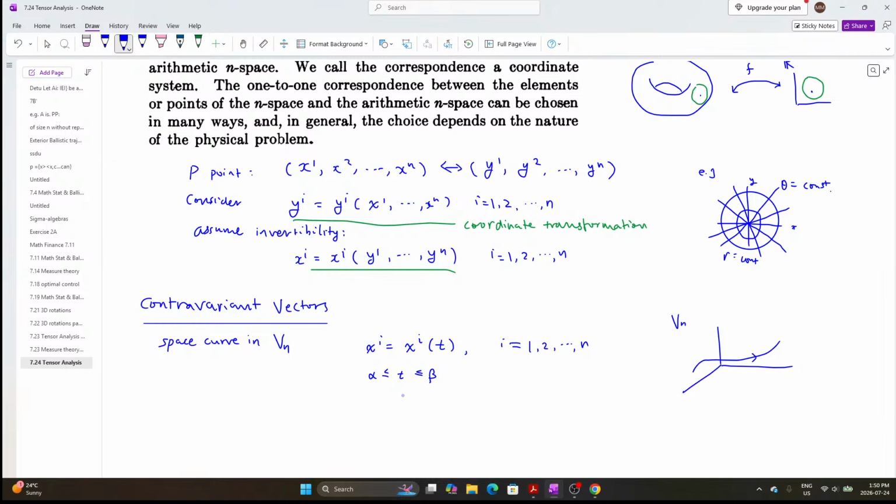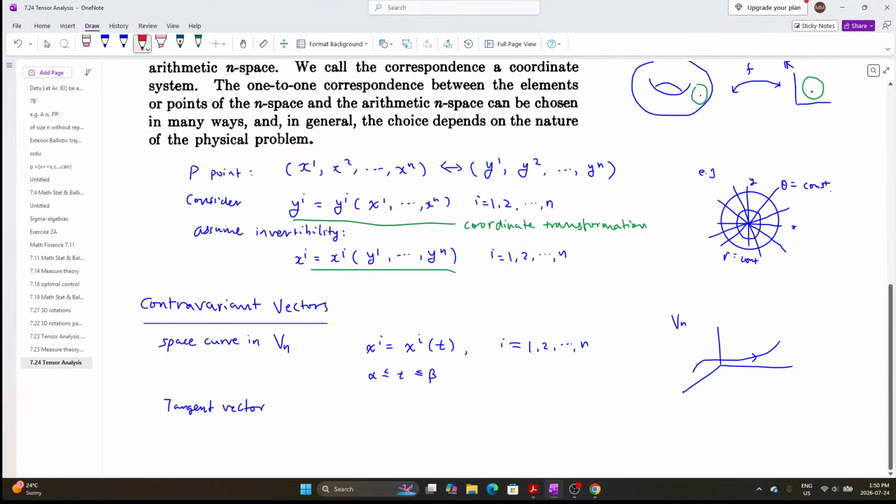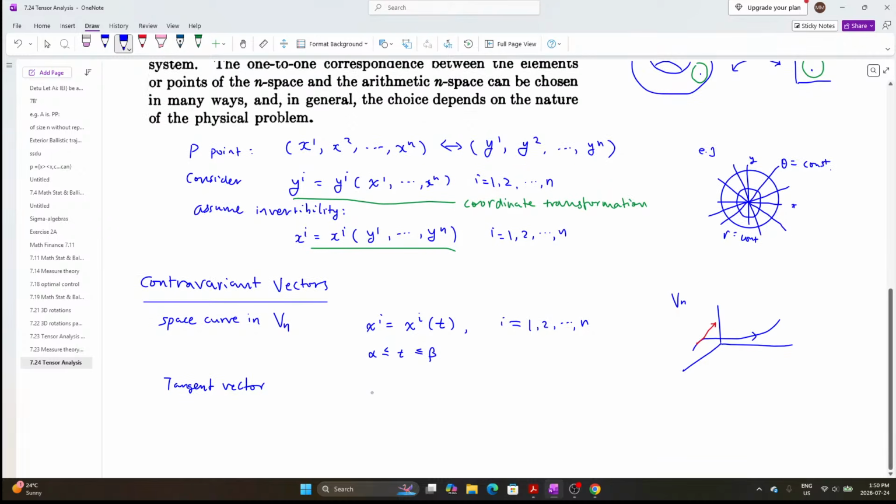So, how do we describe the tangent vector? Well, the tangent vector is simple. The tangent vector is just the velocity, right? It's just the velocity of the curve. So let's draw that in the picture. At any instant, you've got the velocity vector. This is a tangent vector. So the tangent vector has components dxi over dt.